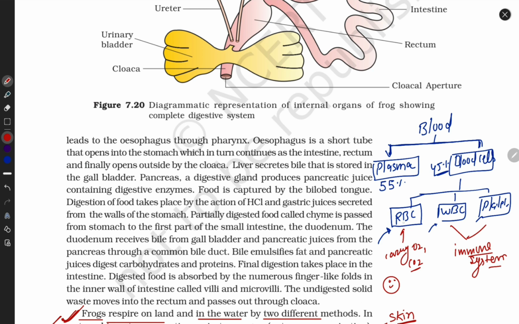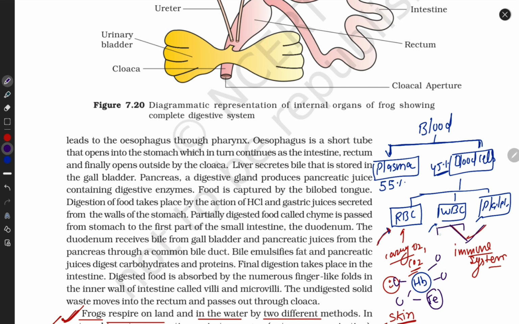What is the special feature that lets RBC carry oxygen and CO2? They have hemoglobin, and hemoglobin has iron, so they can easily bind with 4 molecules of oxygen. And now, what is the importance of WBC?